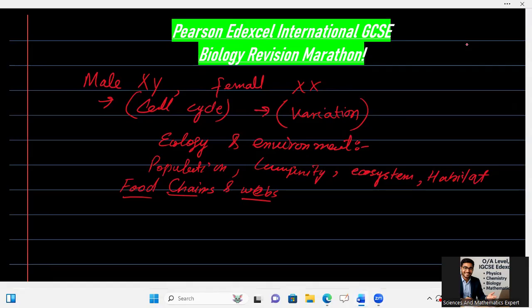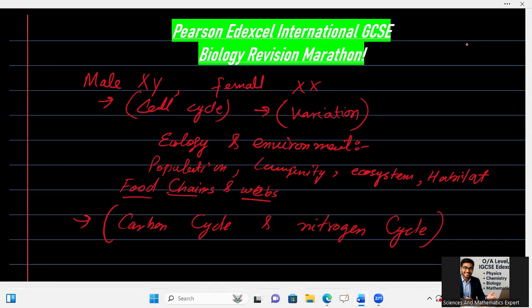After that, the pyramid of biomass should be taken. And you will also have to remember the cycles, that is the carbon cycle and nitrogen cycle. In the carbon cycle, how carbon is recycled between the air, organisms, and the ground, and key processes like photosynthesis, respiration, feeding, combustion, and decomposition can be taken into account.